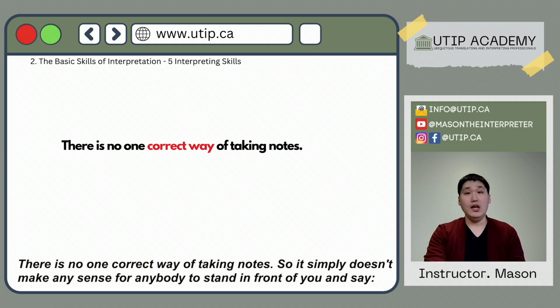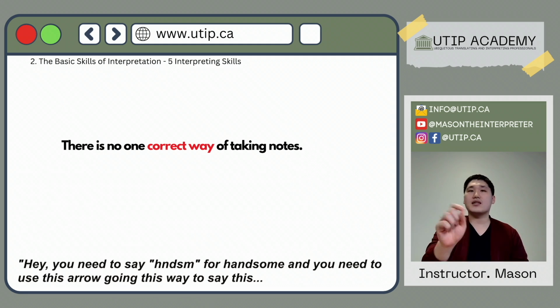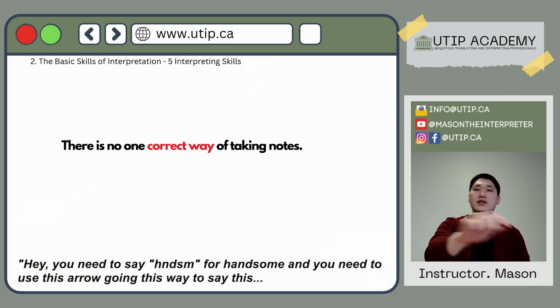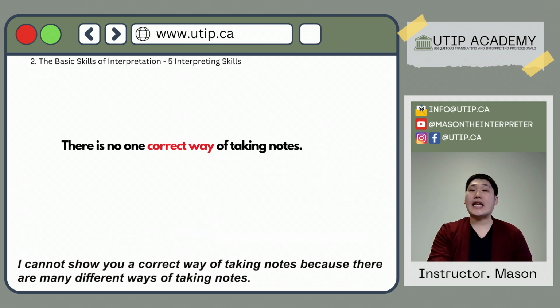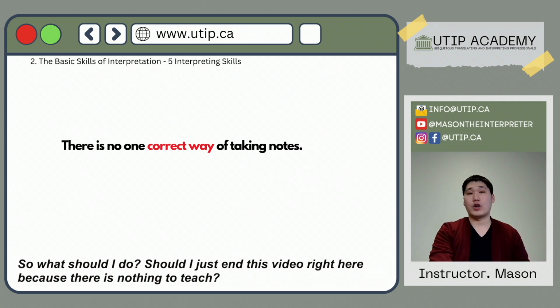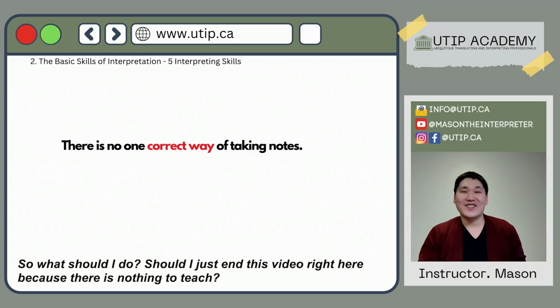So it simply doesn't make any sense for anybody to stand in front of you and say, hey, you need to say HNDSM for handsome, and you need to use this arrow going this way. You say this, then you should put this symbol for Monday, blah, blah, blah. It doesn't work like that. I cannot show you a correct way of taking notes because there are many different ways of taking notes. So what should I do? Should I just end this video, right? Because there is nothing to teach?